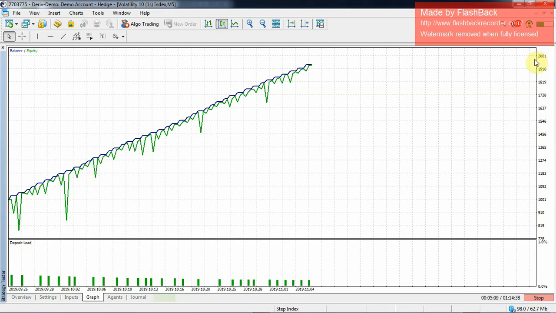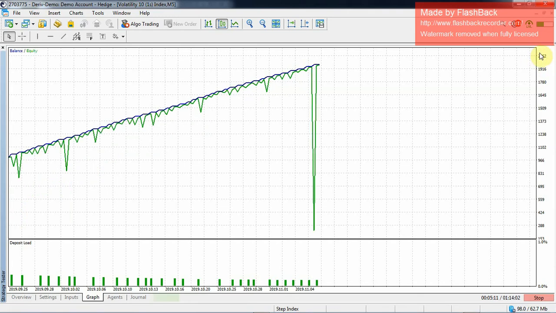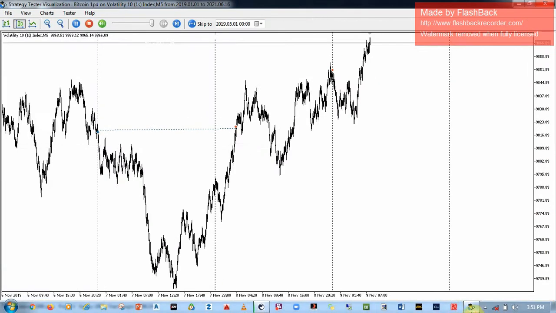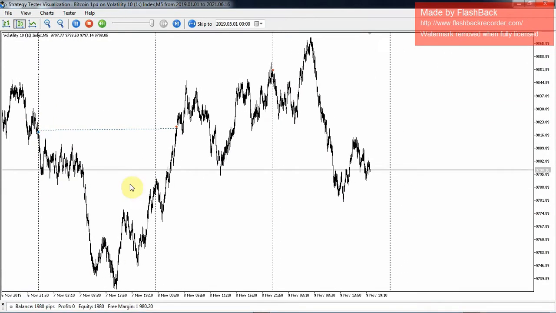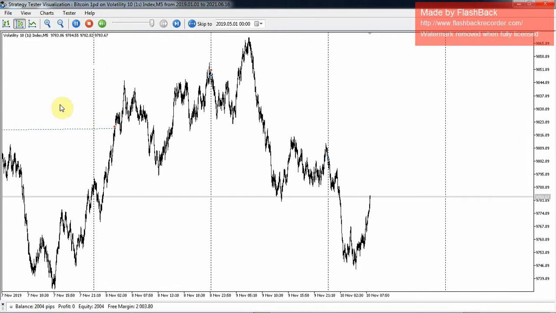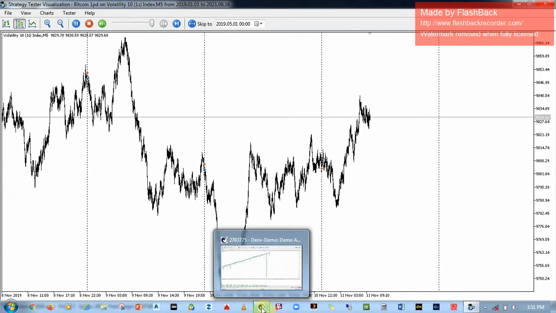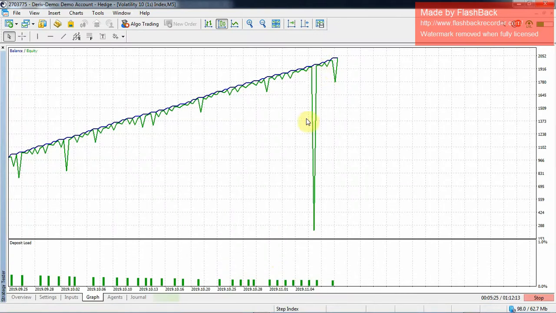But then that's a huge drawdown there. You've seen that's a huge drawdown there. You can see it on the balance line as that long green spike protruding to the downside. That shows the drawdown we had.